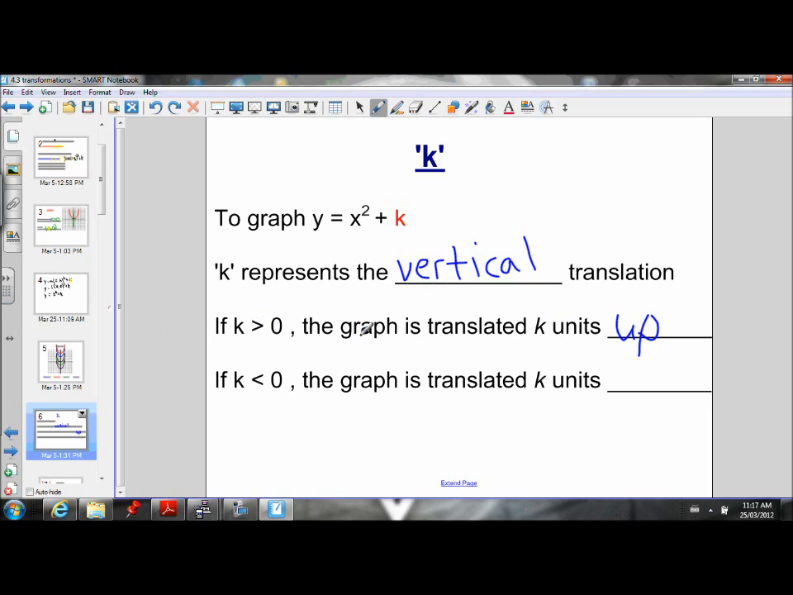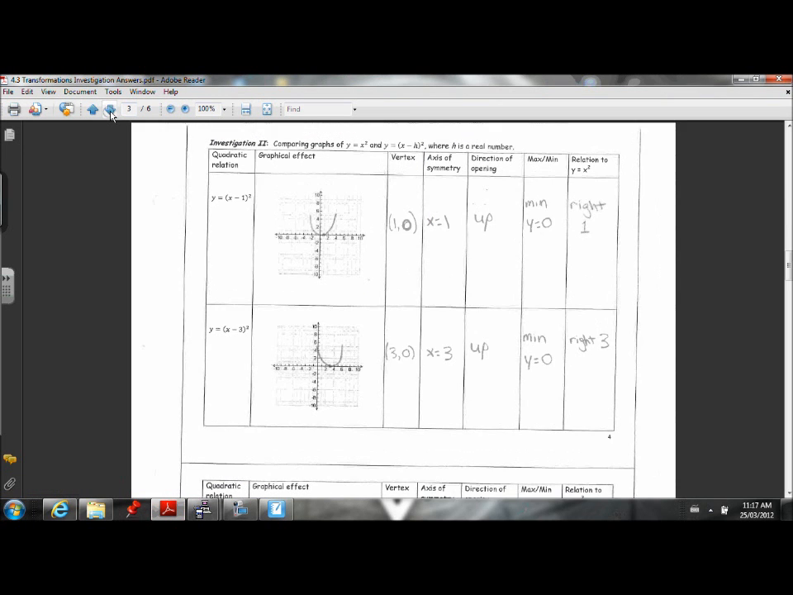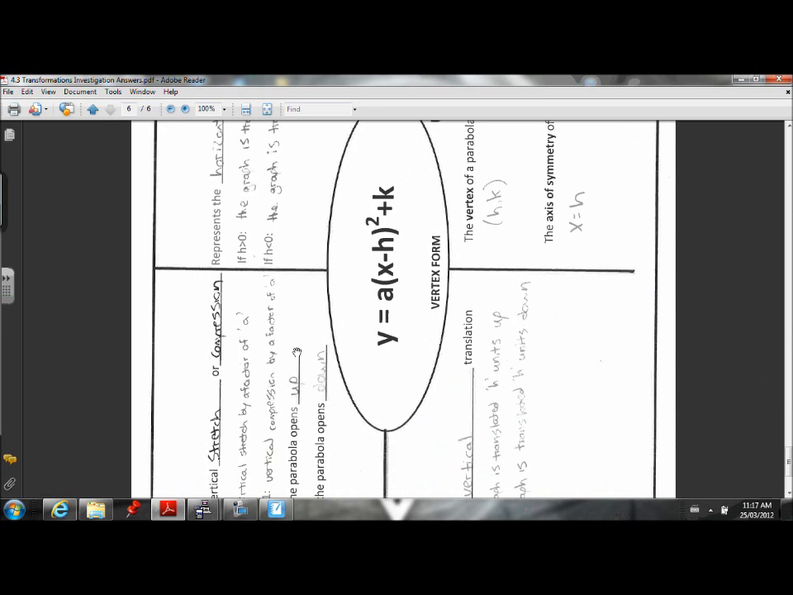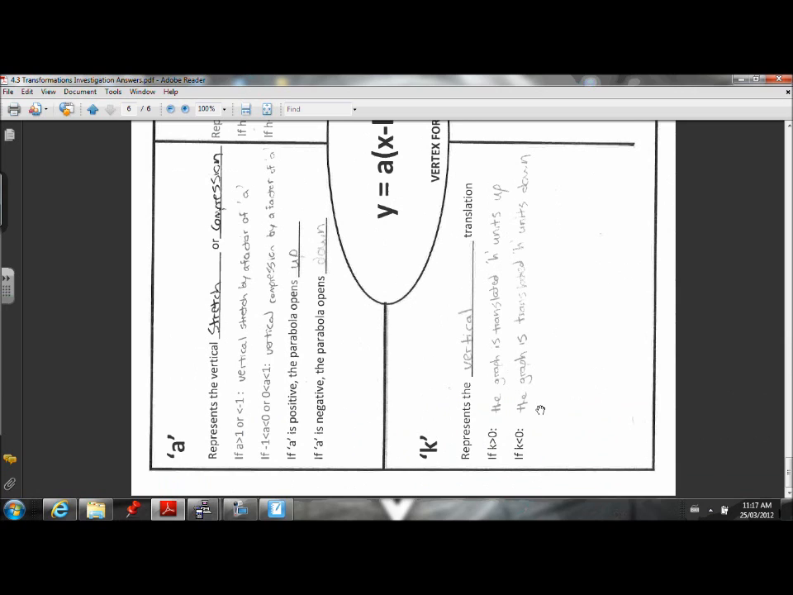So if k is greater than 0, the graph is translated k units up. When k was less than 0, the graph is translated k units down. So you want to be filling this information out on your placemat, which you will be able to reference throughout this unit. The bottom left section, if we rotated this, it would be the bottom left section of your placemat. You want to be filling out that information.